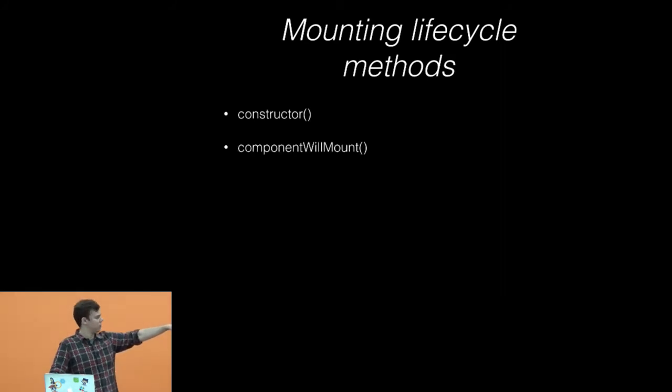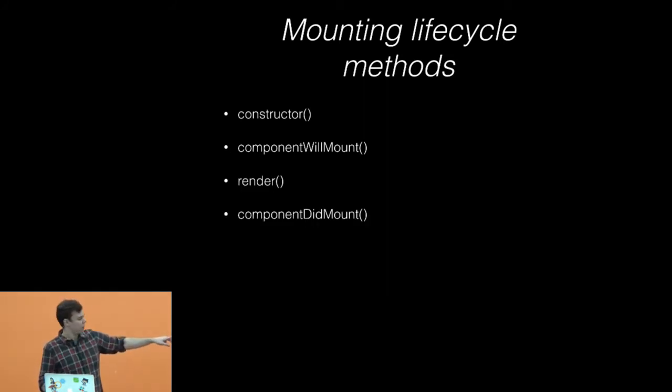So mounting is basically like when you're putting something into the browser on the DOM, these are where your mounting lifecycle methods are going to be. So as we said, the constructor is always going to be the method that's going to be called first. There's also a lifecycle hook called component will mount. So that's saying before we render this into the browser, do whatever is in this method. Then there's the render method, which we've already gone over, and component did mount. So it says once it's in the browser, what do we do now?